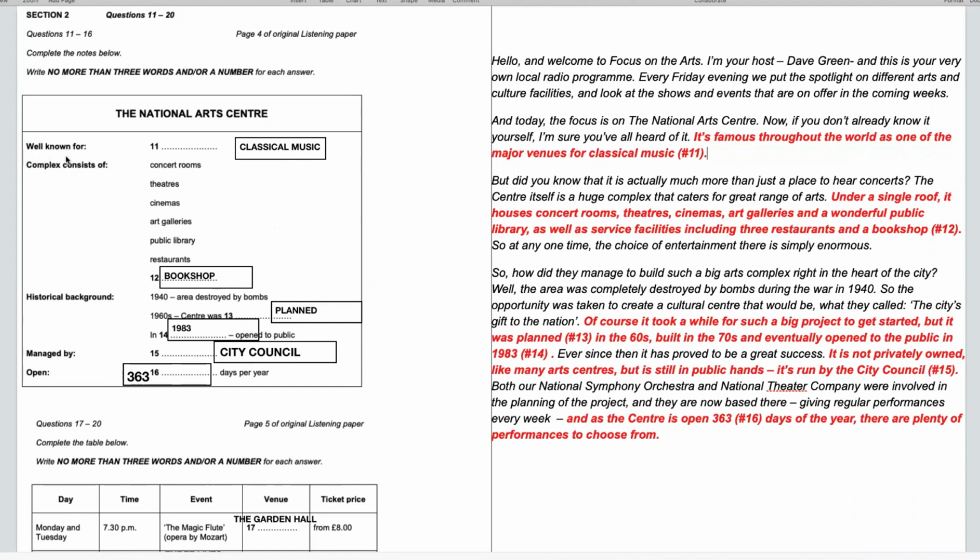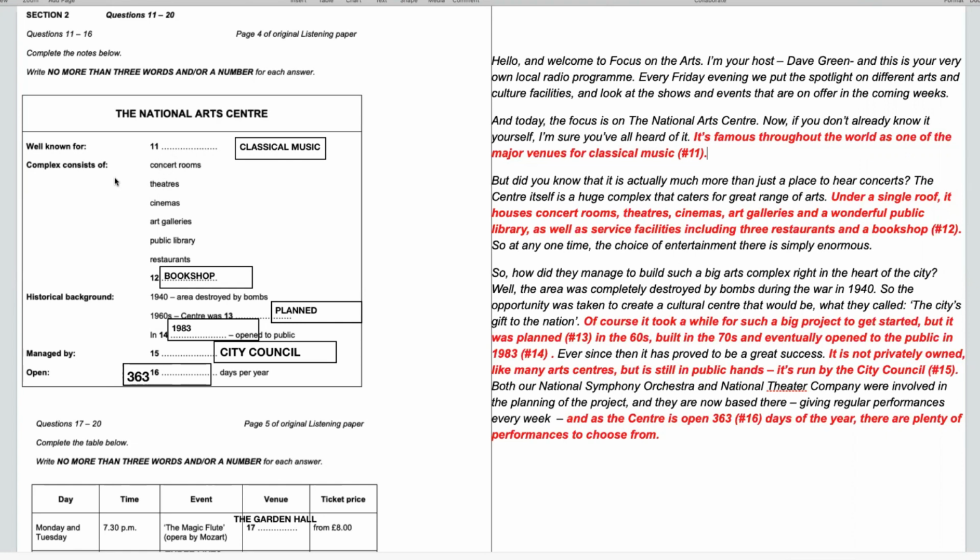Keep your synonyms close, because the listening exam will use various synonyms, different ways to say things to test your knowledge of vocabulary. And so it said it's famous throughout the world as one of the major venues for classical music. And so we have classical music, 2 words. It fits within our structure, and it is the answer to number 11.